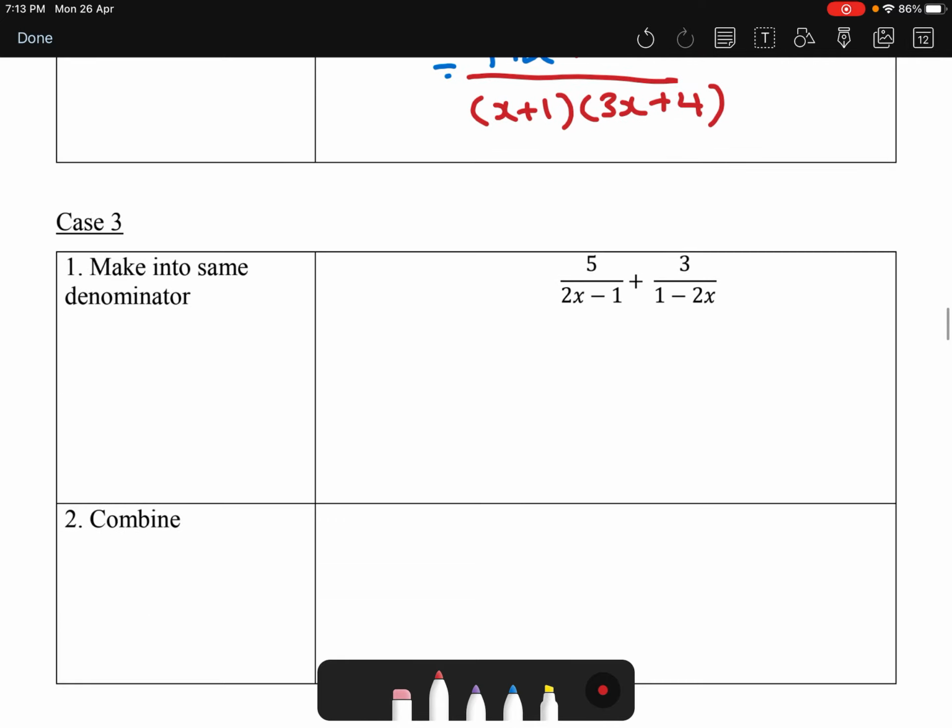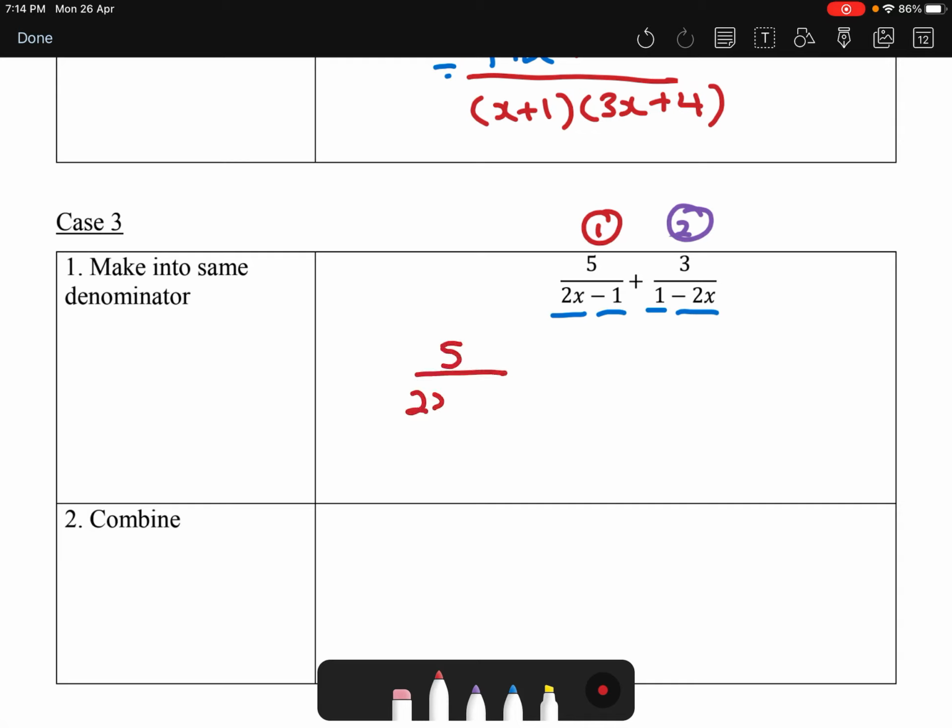In case 3, you notice that it is quite similar to case 2, but if you look at the first term and the second term, the first term's denominator is 2x minus 1. The second term is 1 minus 2x. The difference is very minor: here is positive 2x, here is negative 2x. Here is minus 1, here is plus 1. So how do I make the denominator the same? I look at the second term. I don't touch the first term.